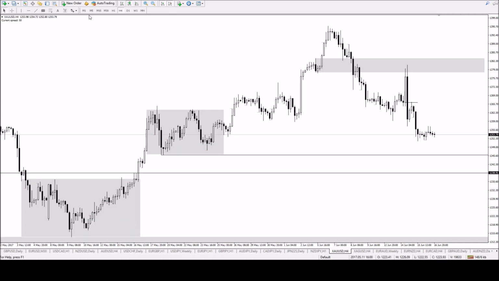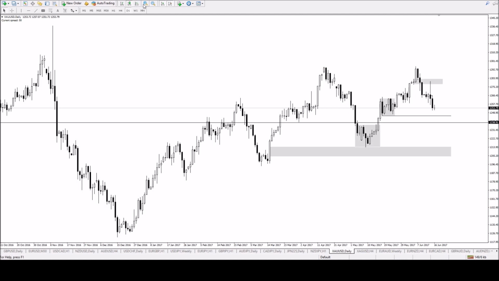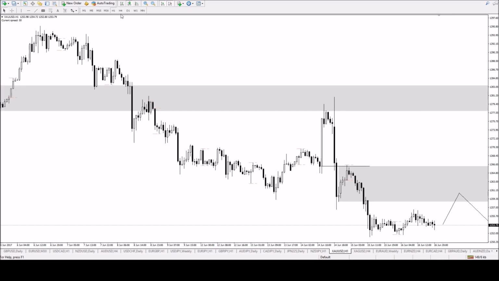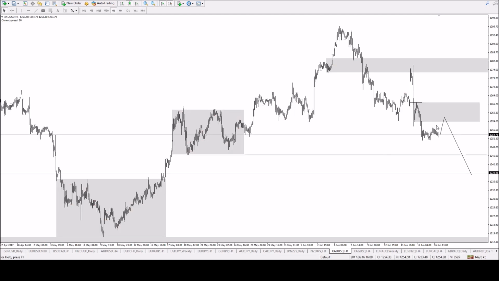So if we go to the daily, I'll be looking for price to come up into possibly this area here, this zone here, and then down like that. That's what I'll be looking for. Okay, so something like that. And I might take this, I don't know, but ideally I'm using this for dollar yen purposes.